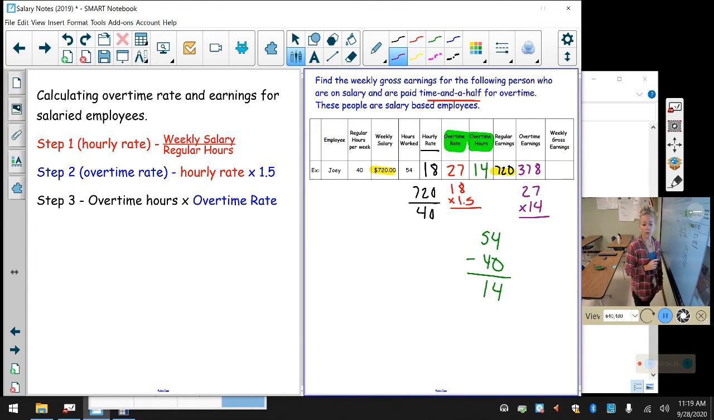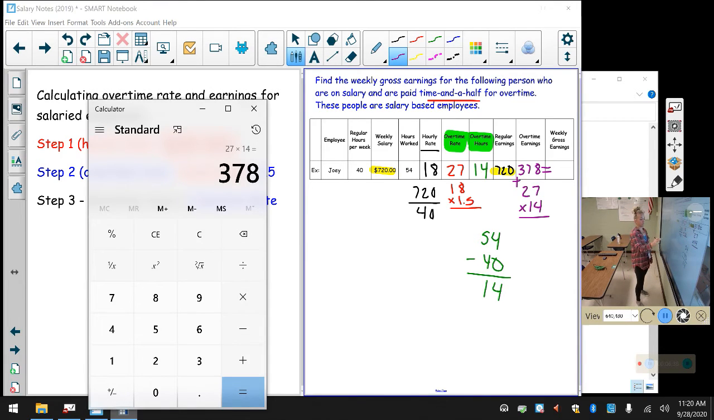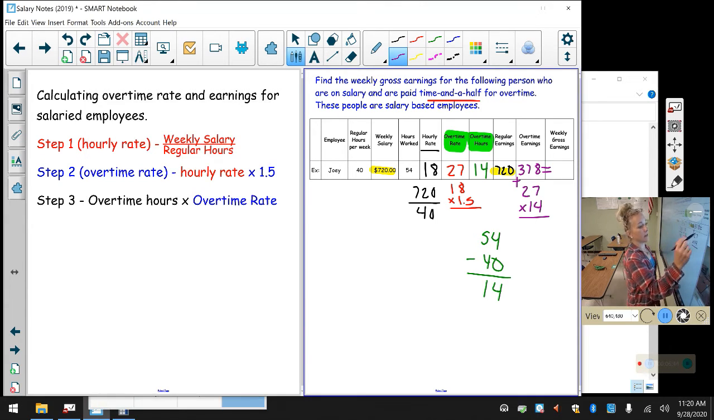And then to find your weekly gross earnings, the same as with hourly, I'm going to take my regular plus my overtime. So 720 plus 378 is going to give me $1,098. Let's see if I can fit that in that little tiny box.